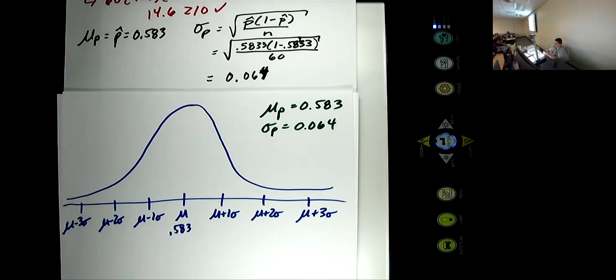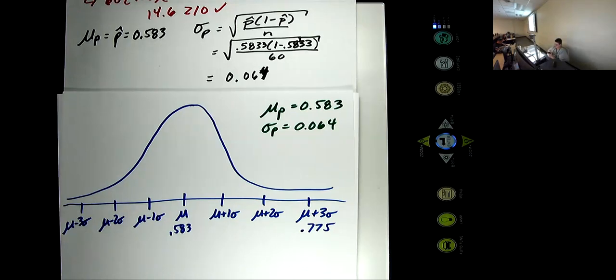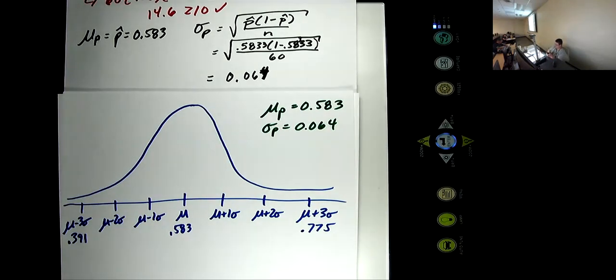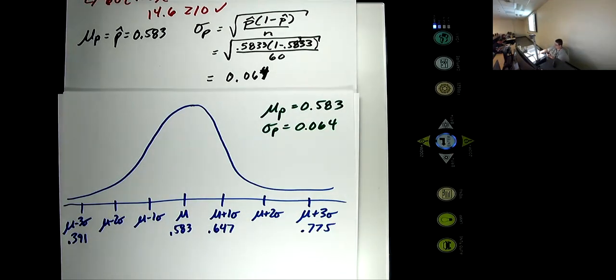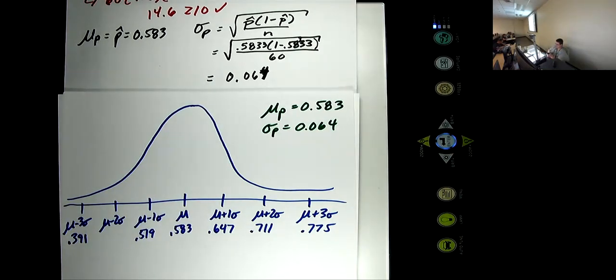Oh, it's pretty big. This is 0.775. 0.391. You know what? I'm gonna put in the other ones. Plus 0.064, 0.647, plus 0.064, 0.711, 0.519, 0.455.